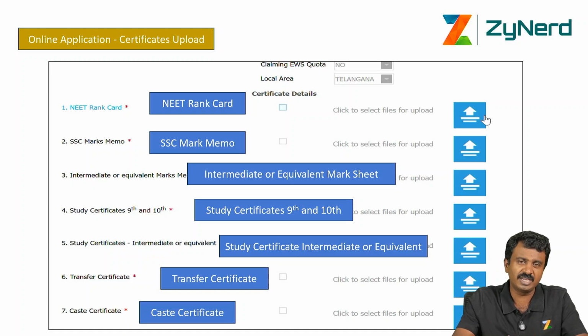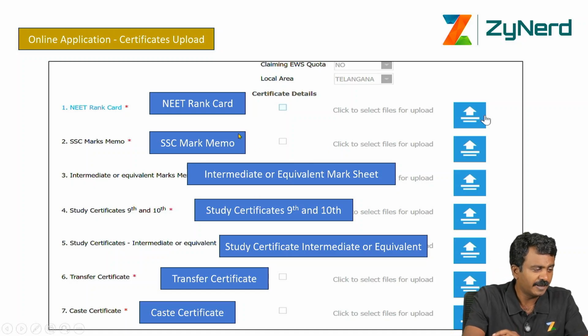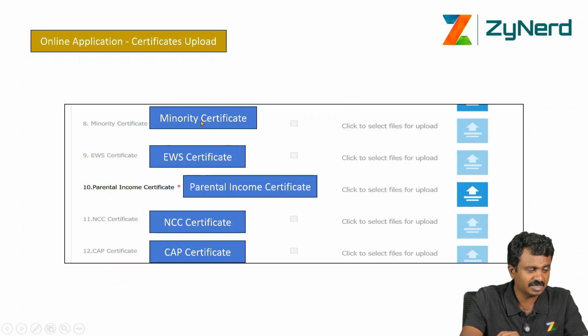We will also run an info guide on this. Please do it accordingly. Have your NEET rank card, SSC mark card, 12th mark sheet, study certificates of 9th and 10th. All these are required because for eligibility of local status, a study certificate is required for intermediate or equivalent. Transfer and caste certificate if a caste certificate is applicable.